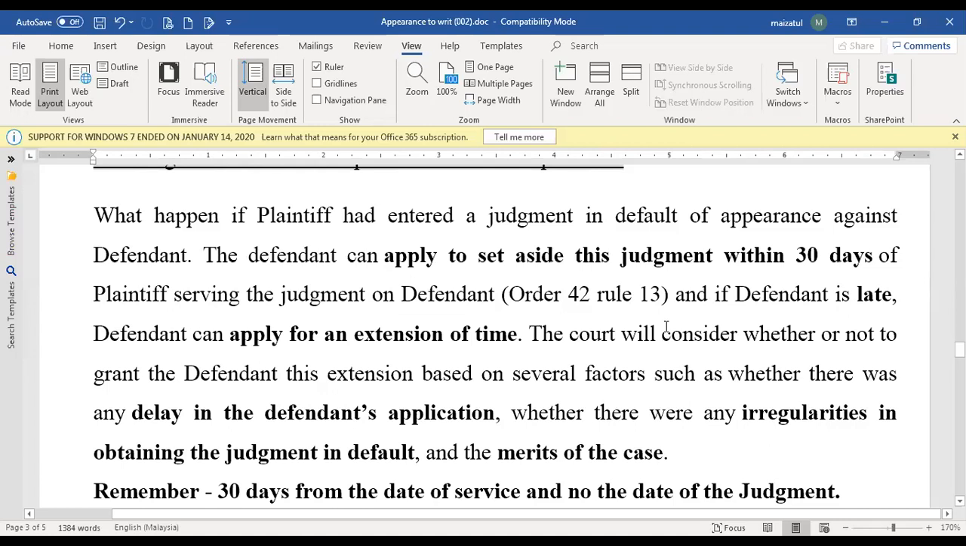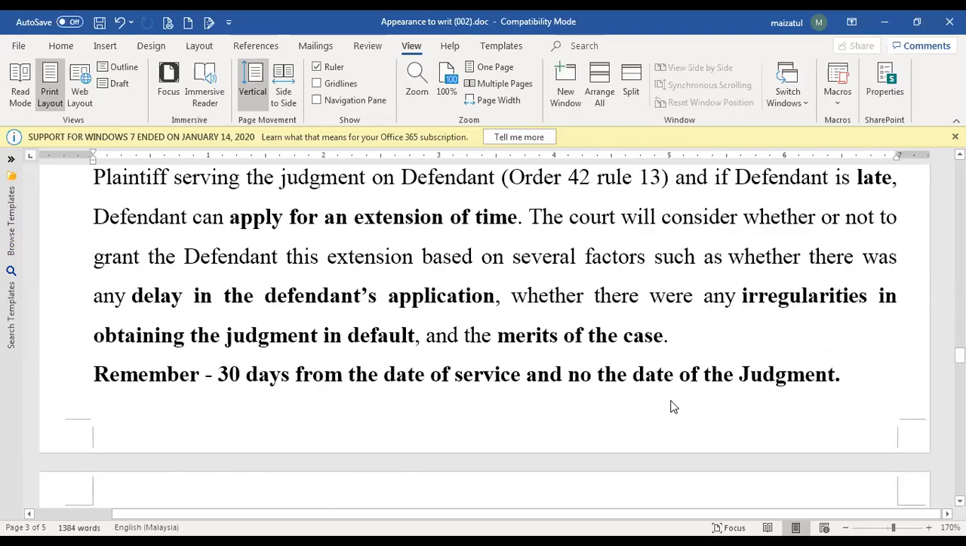Some of the factors the court will take into consideration are: whether there is any delay in the defendant's application, whether there is any irregularity in the obtaining of the judgment in default, and also the merit of the case. Just like I mentioned, on the delay in the defendant's application, the defendant has to put in their affidavit an explanation to the courts of why they delayed in setting aside the judgment.